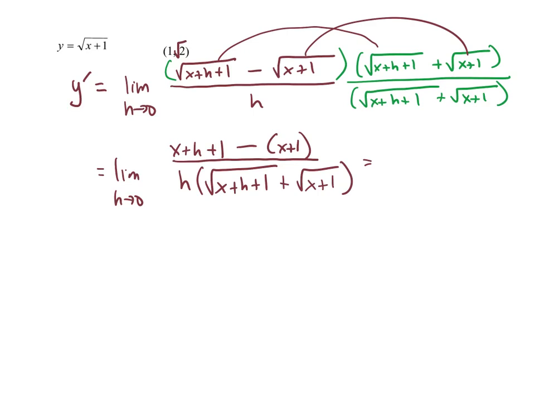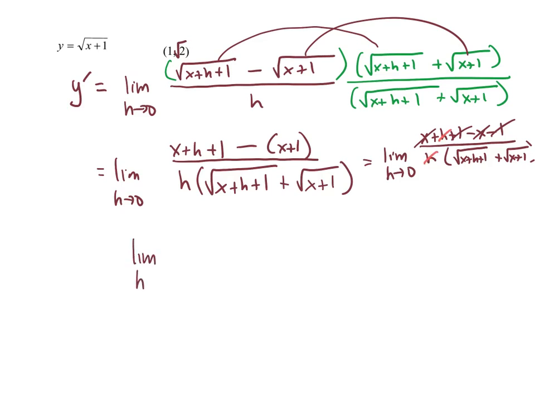So now the stuff on the top is going to become x plus h plus 1. No, I don't want to drop my limit notation. So it's x plus h plus 1 minus x minus 1. Very important to have those parentheses. Over h, radical x plus h plus 1 plus radical x plus 1. Cancel, cancel, cancel, cancel. So we just have h. But the h's cancel as well. So we just have the limit as h goes to 0 of 1 over square root x plus h plus 1 plus square root x plus 1.